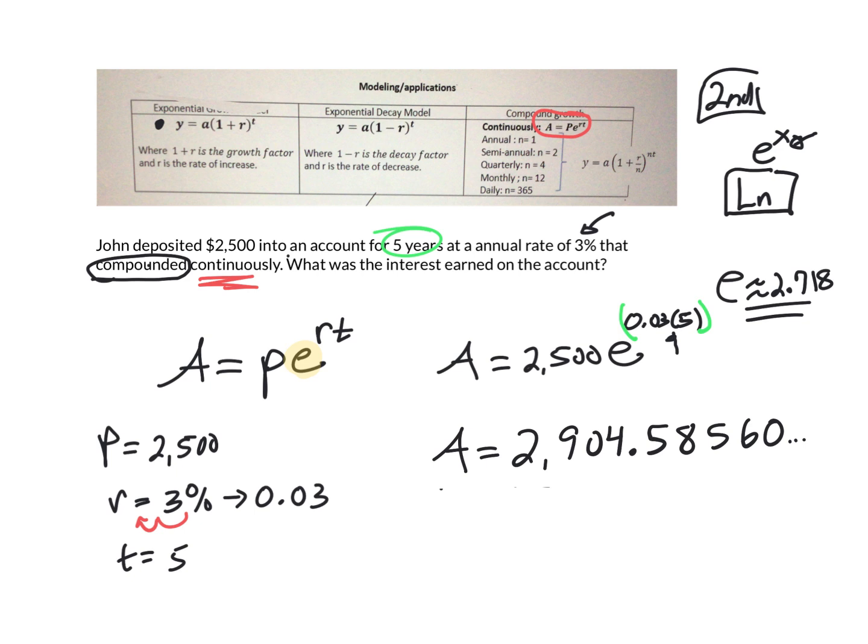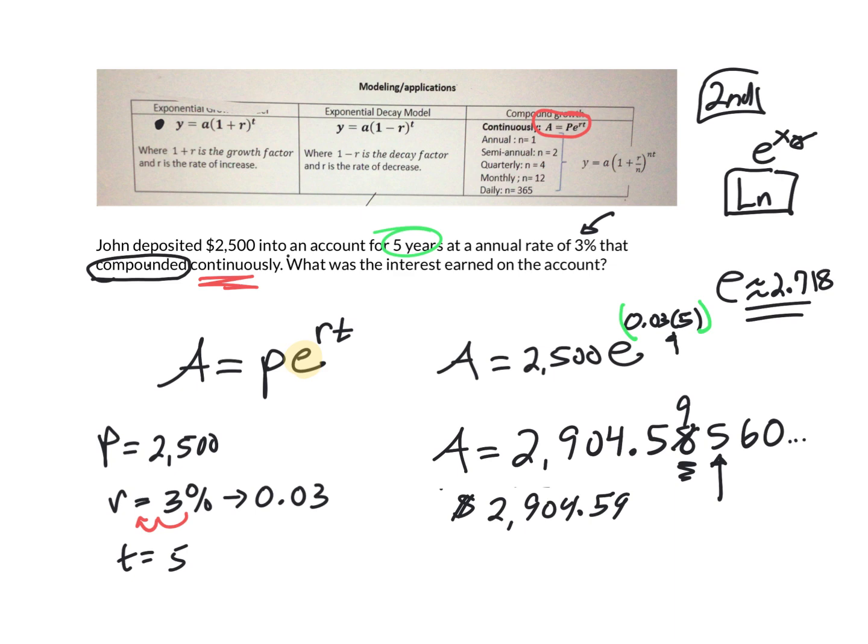So this is what I got. So we always want to round to the nearest penny. So remember, you look at the next digit, and if that digit is 5 or bigger, that means we're going to bump this up to 9. So our actual amount is $2,904.59. But that wasn't the question.